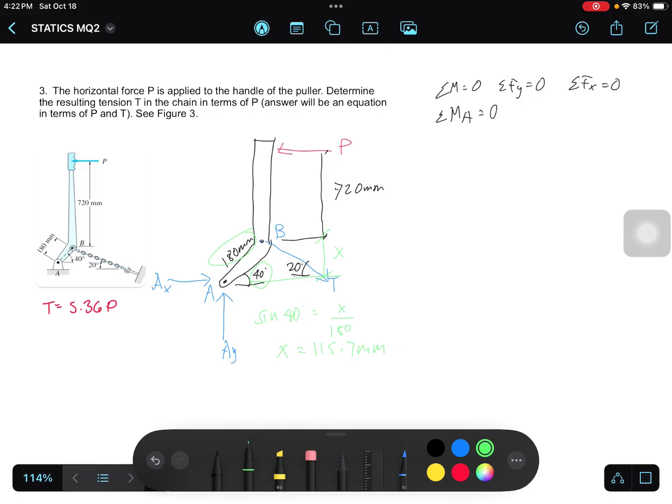Let's write. And then, anong direction niya? It's counterclockwise about A kasi, no? So, it's counterclockwise. So, it's positive. P times, what's the distance? 720 plus 115.7 mm. Next force, it's T.